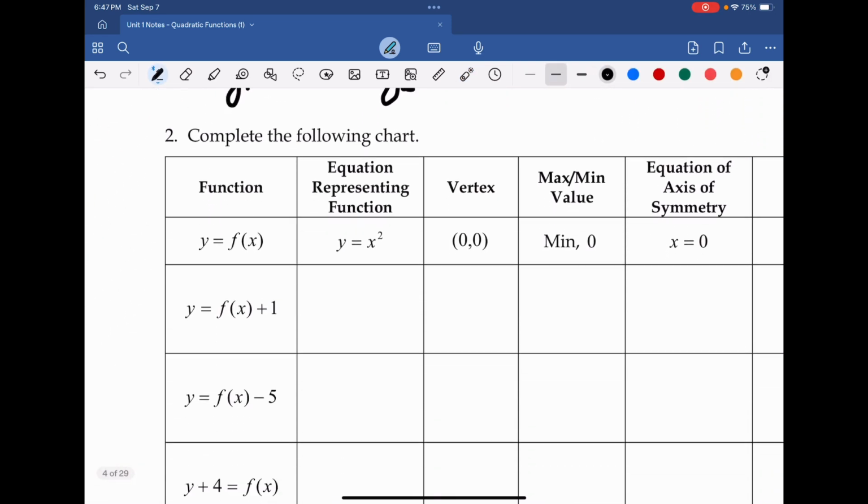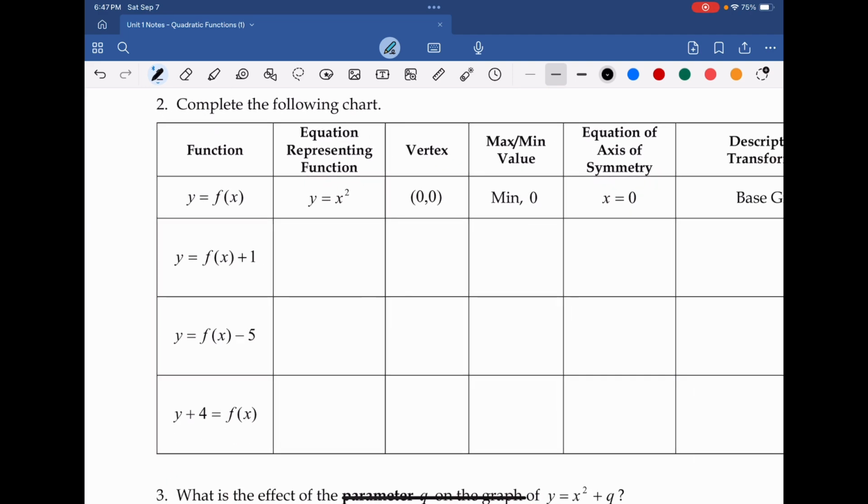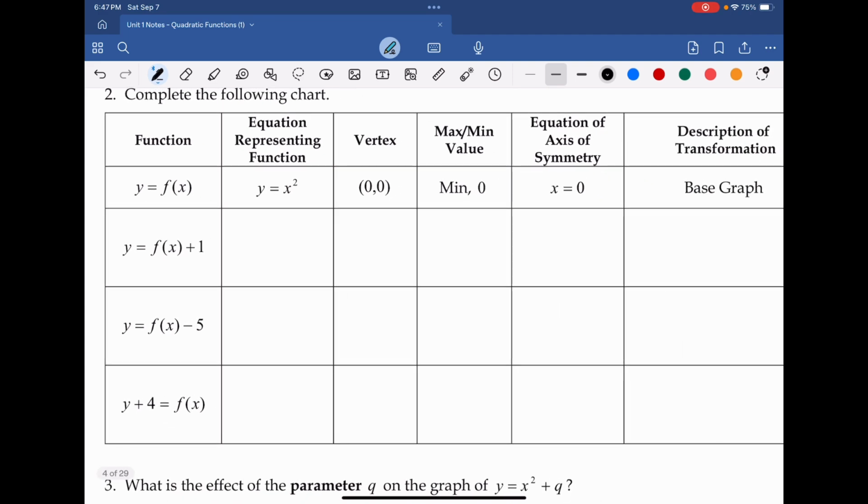All right, now we're going to go down and generalize, and we're going to pick out some patterns from this, or use some other functions to establish the patterns and how we can get the information out of these things here. So complete the following chart. In the top row, they give you the original function, y equals f of x. We know f of x in the quadratic functions unit is x squared because that's the original graph. Its vertex was at the origin. It's a minimum value because it opens upwards. And this is a y value.